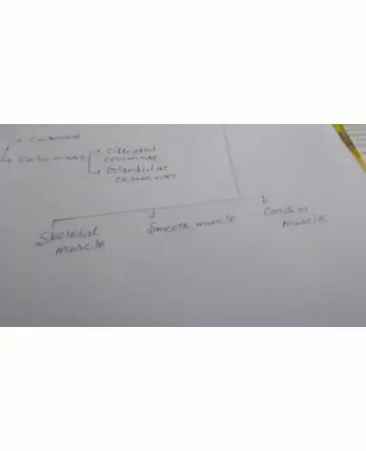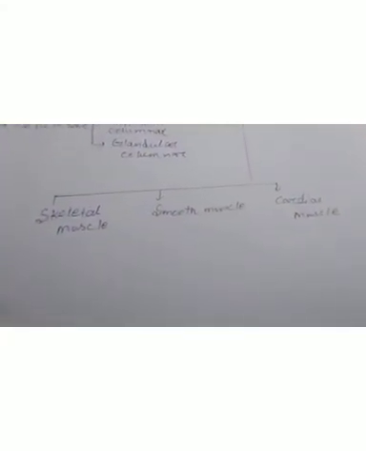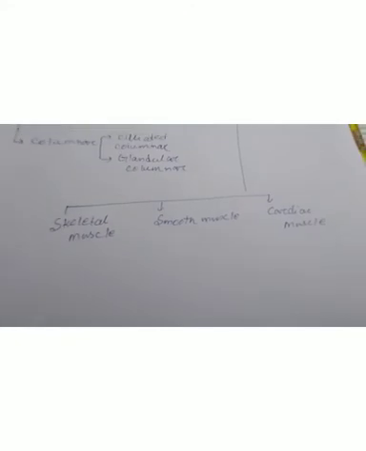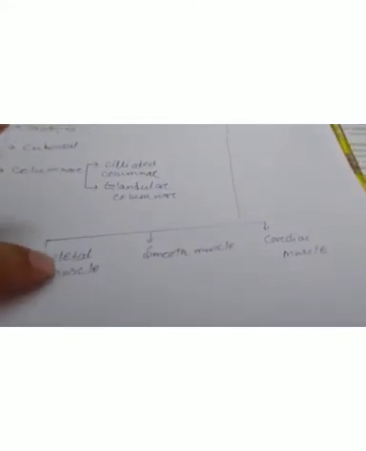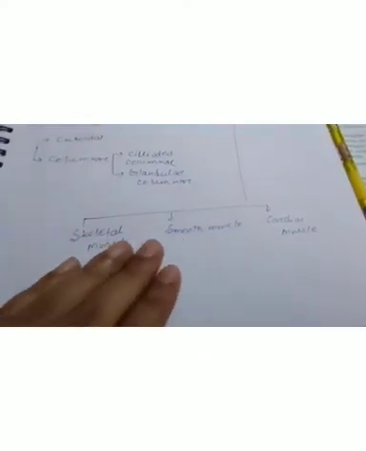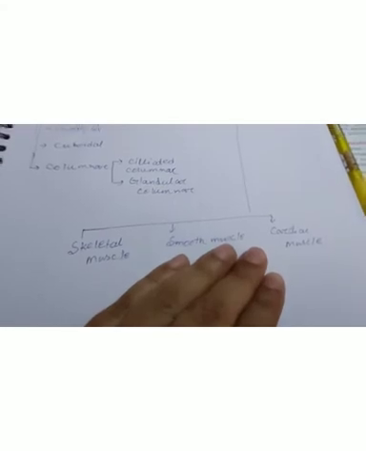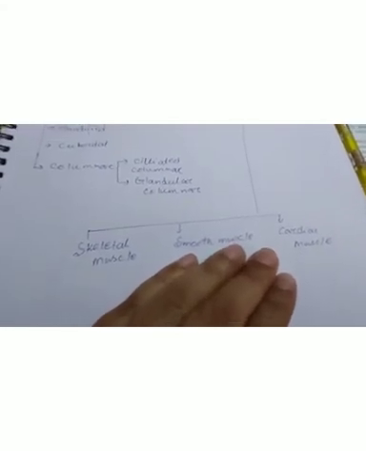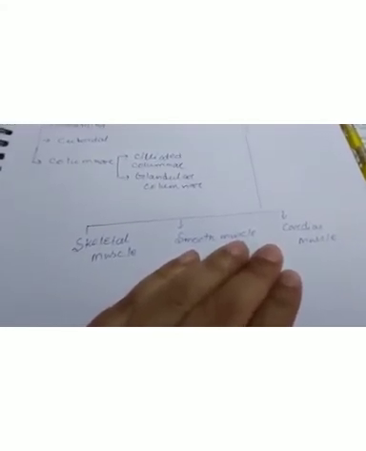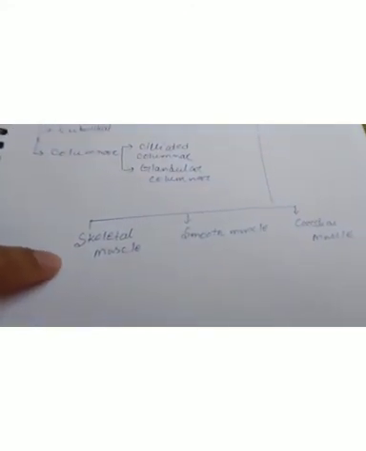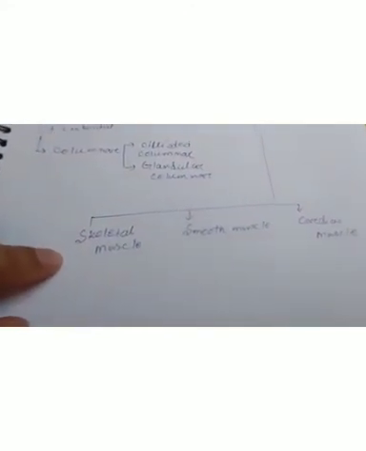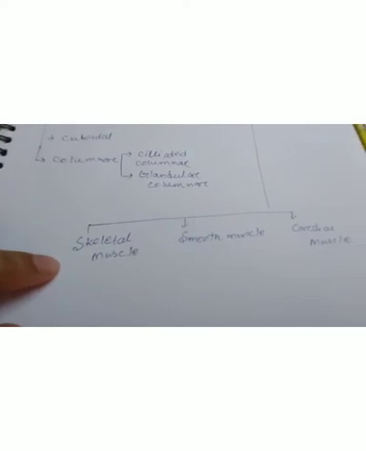Now this muscle tissue, I have done a classification over here, is basically divided into three main subcategories. They are skeletal muscle, smooth muscle, and cardiac muscle. All these names are given depending on their appearance and also where we can find them. So first I will talk about the skeletal muscle.